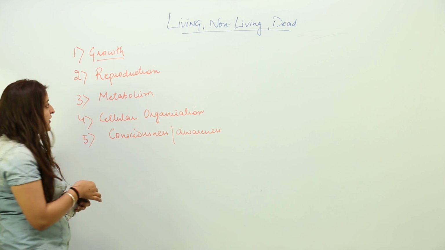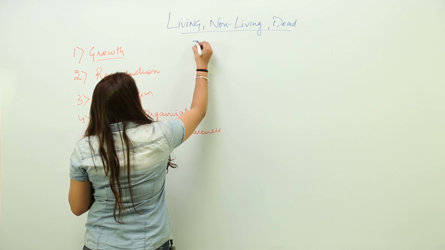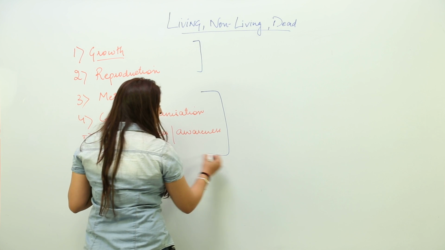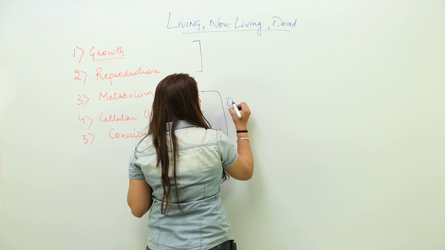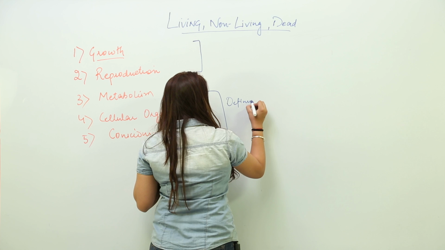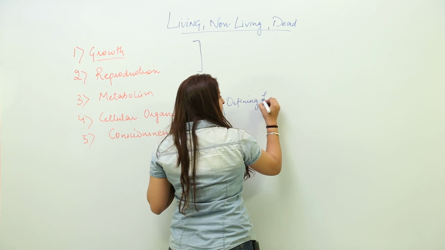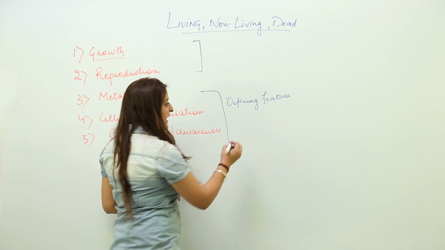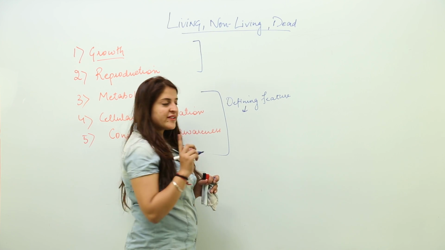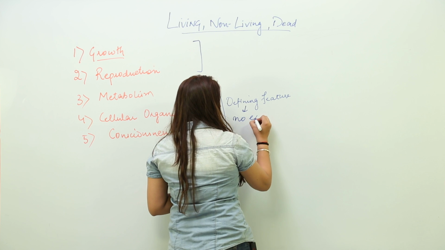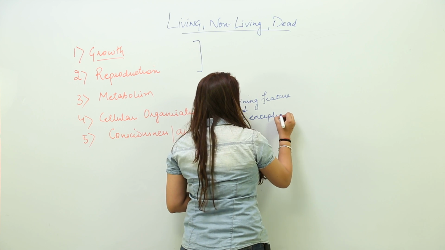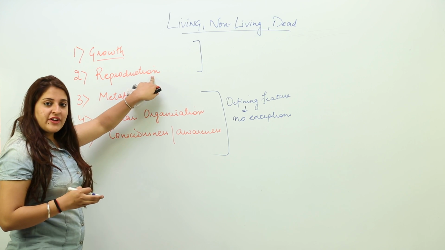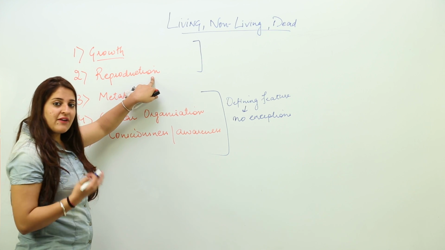Out of these 5 features, the first 2 are not the defining characteristics of a living organism, but these other characteristics are the defining features. What do you mean by defining feature? A defining feature is that feature which has no exceptions. So these characteristics have no exceptions. However, growth and reproduction are not the defining features. That means they have some exceptions.